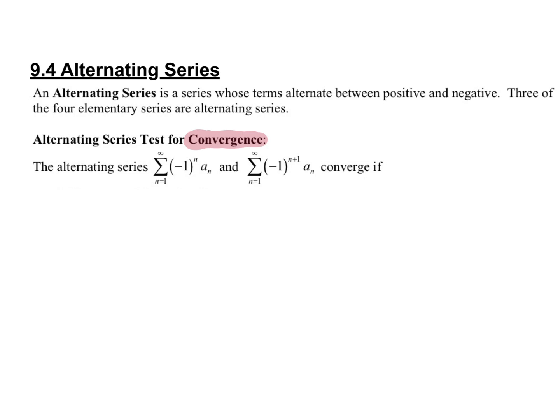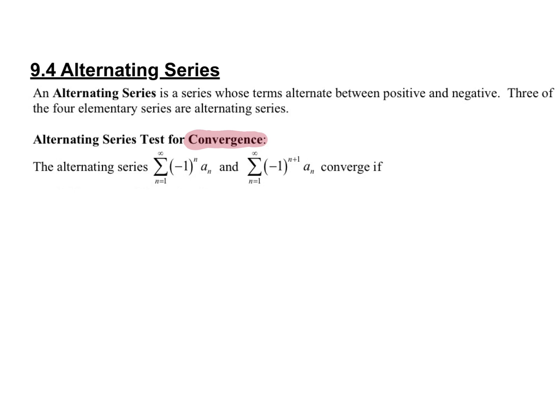So now we have 3 tests. Geometric series test tests for both. Nth term test tests for divergence. Alternating series test tests for convergence. And we have like 3 more tests after this.